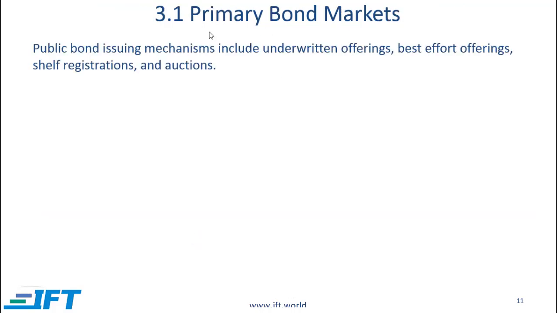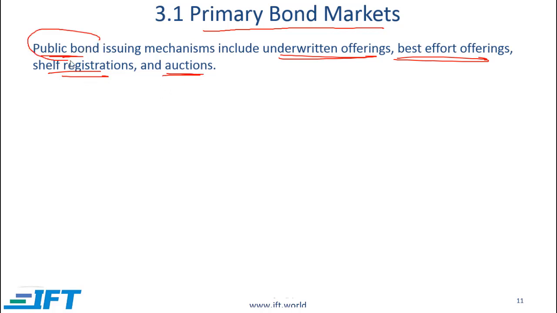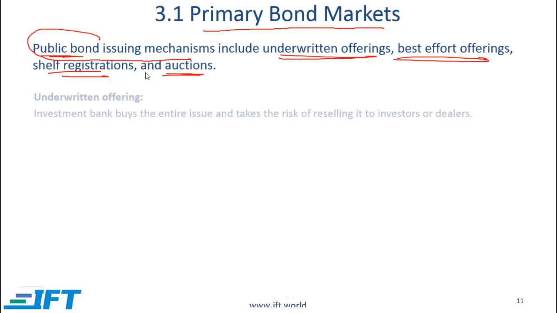Let us first talk about primary bond markets. Public bond issuing mechanisms include underwritten offerings, best effort offerings, shelf registrations, and auctions. Notice that we are first talking about public bond issuing mechanisms. There will be a small segment on private placement later. Let's talk about each of these now in a little more detail, starting with underwritten offering.